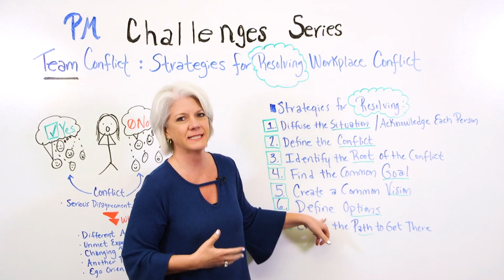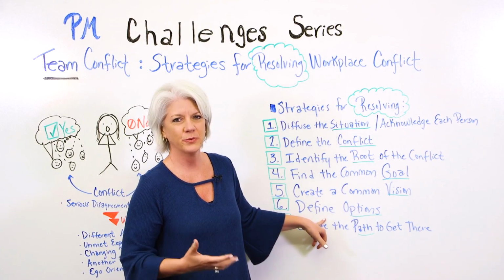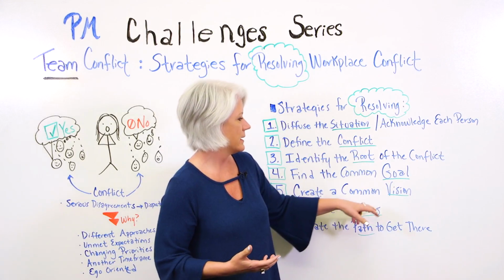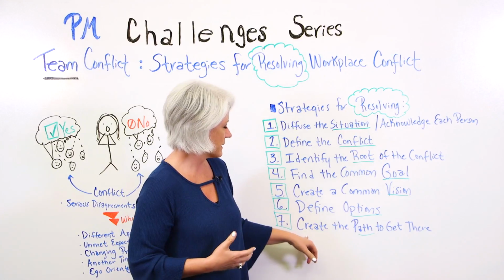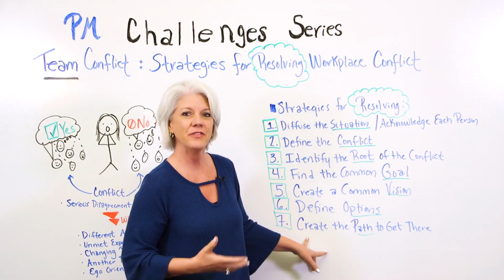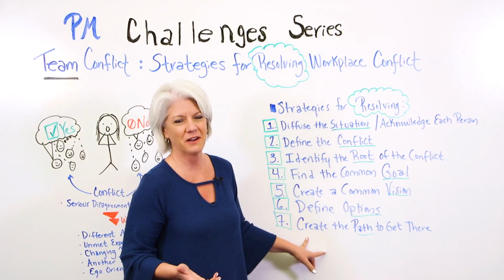Also, number six is to define options. What are some options to resolve this conflict? What are some options to put the goals together and meet this vision? Ultimately, you want to create a path together to get there. And those are some of the basics to begin resolving those conflicts.